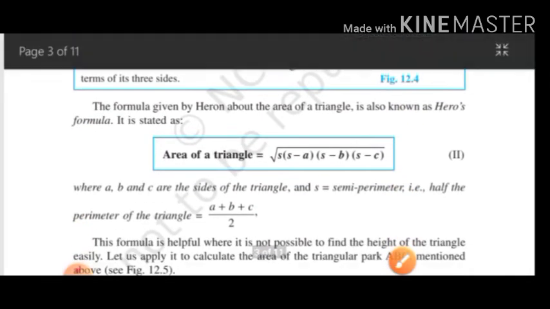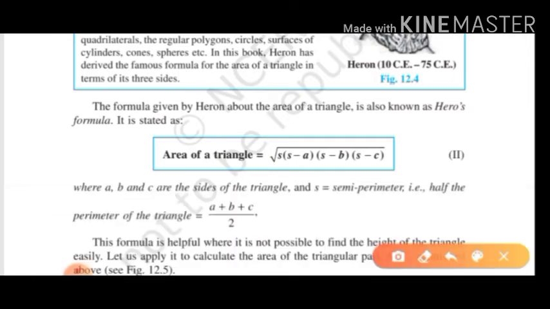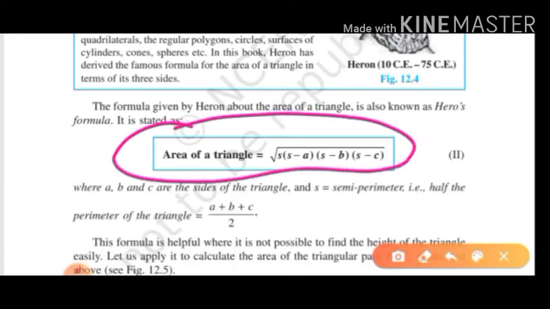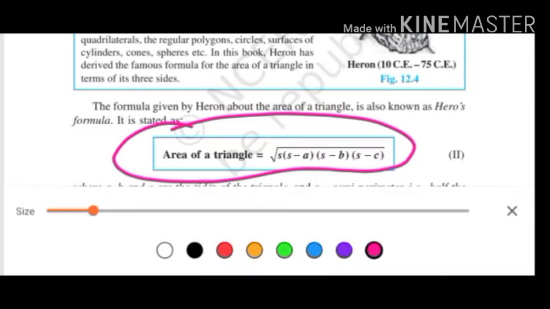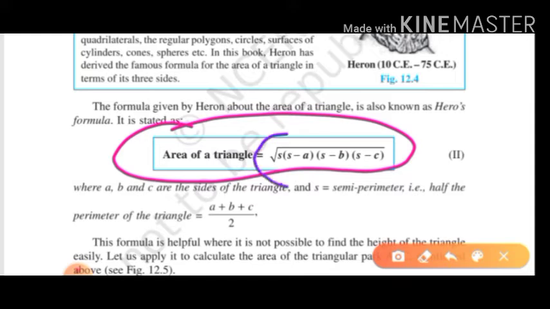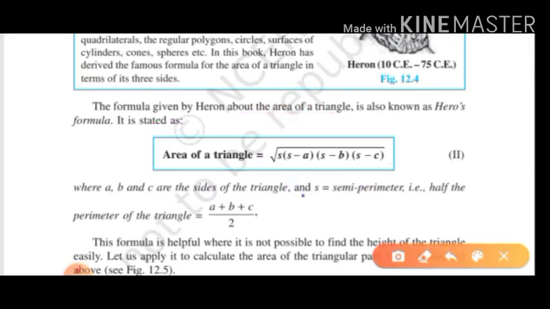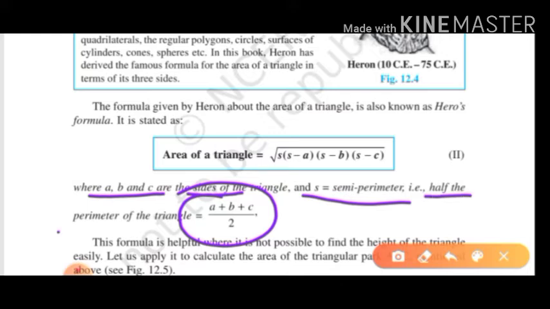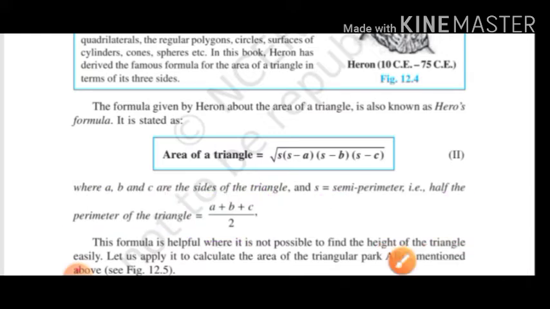See, the area of a triangle is given by Heron as this: square root of S into S minus A into S minus B into S minus C. All of it goes under a square root, where S is the semi perimeter and A, B and C are the sides of the triangle. Semi perimeter, I told you, is all the sides added and divided by 2, that means half the perimeter. This way we can find the area of a triangle.